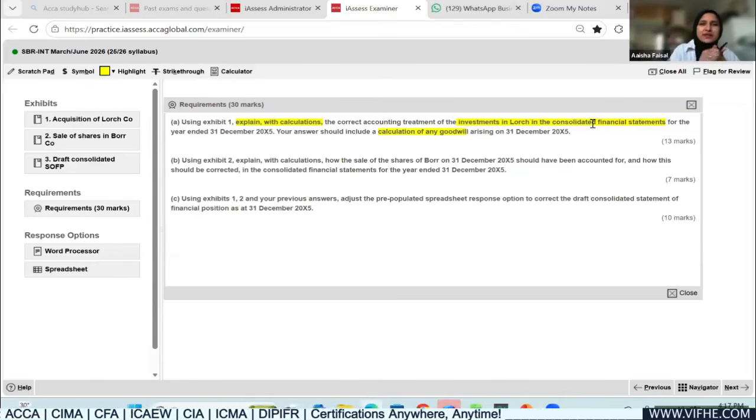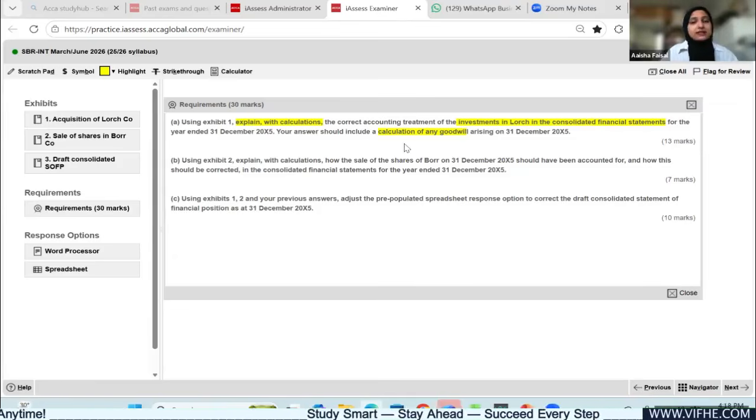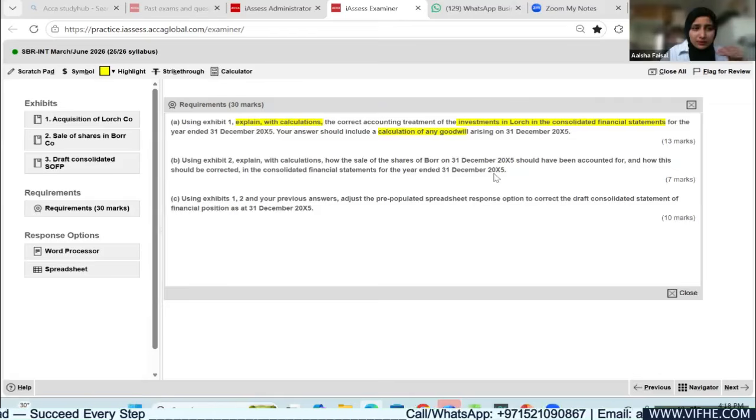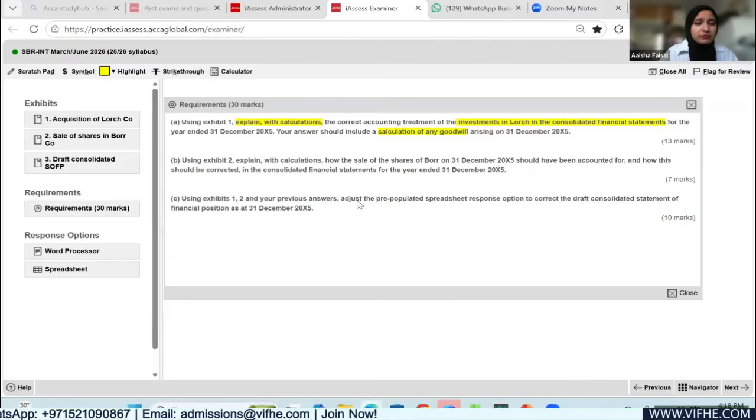So you have to get into the detail of the investment calculation in the consolidated financial statements and the calculation of goodwill, both. And this is worth 13 marks. This is a major mark allocation, a good chunk of marks right in the first exhibit. Then, using exhibit 2, explain with calculations how the sale of shares of Bohr on 31st 20x5 should be accounted for, and how this should be corrected in the CFS for the year ended. I will read this requirement once again once I'm done with A. For me, they don't look interlinked. It's a totally different entity in exhibit 2. Now coming to C, using exhibits 1 and 2 and your previous answers, adjust the pre-populated spreadsheet response option to correct the draft consolidated statement of financial position as of 31st December 20x5. And this is worth 10 marks.